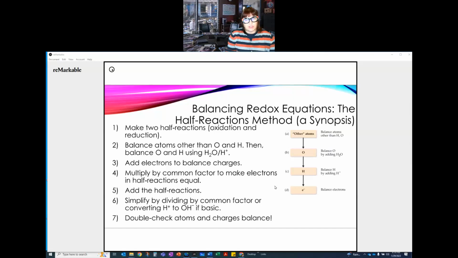If we're in a basic solution, not an acidic solution, once we've done all of the adding and simplification, we're going to add the same number of OH minus to both sides of the equation as we have H plus. H plus plus OH minus becomes H2O. And then we've taken care of that. We may need to re-cancel the net anywhere. Okay? Then we need to double check atoms and charge balance.